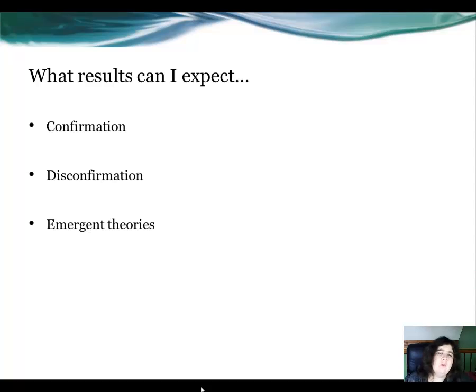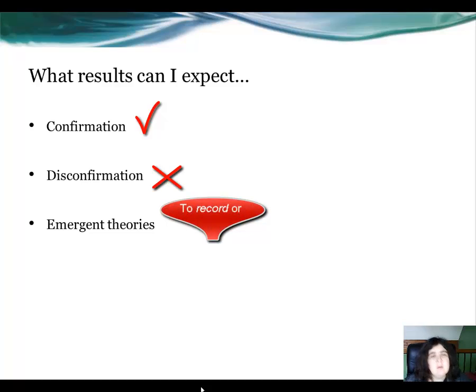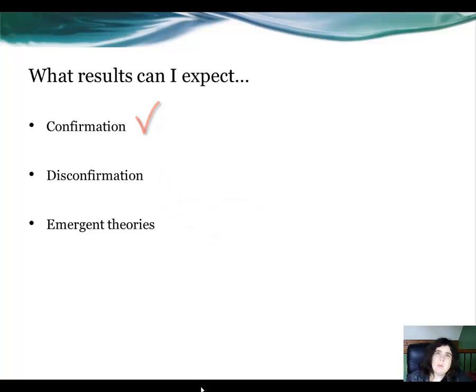So what results can you expect as a result of doing qualitative research? It could be confirmation of a research question. It could also, conversely, be disconfirmation. Or it could be an emerging theory. Now obviously the theory cannot be grounded as being definitive until you do further research. But you may have an emergent theory that can be further examined.